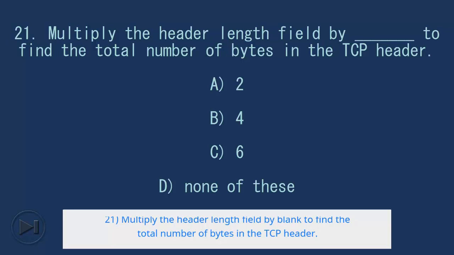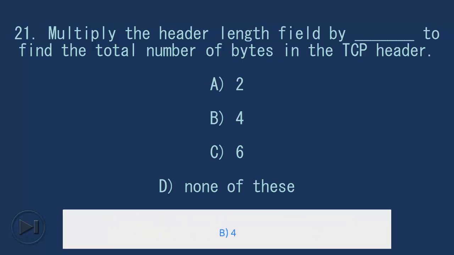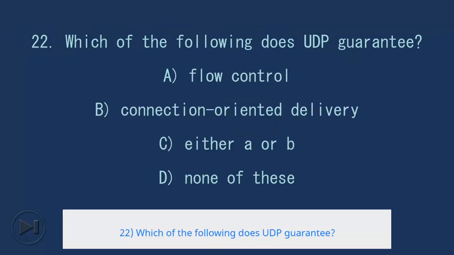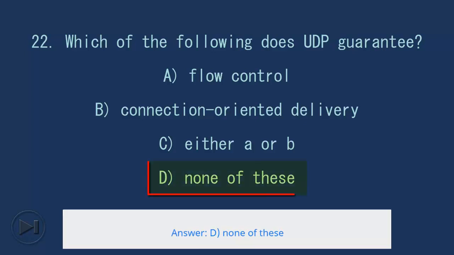21. Multiply the header length field by blank to find the total number of bytes in the TCP header. A. 2. B. 4. C. 6. D. None of these. Answer, B. 4. 22. Which of the following does UDP guarantee? A. Flow control. B. Connection-oriented delivery. C. Either A or B. D. None of these. Answer, D.